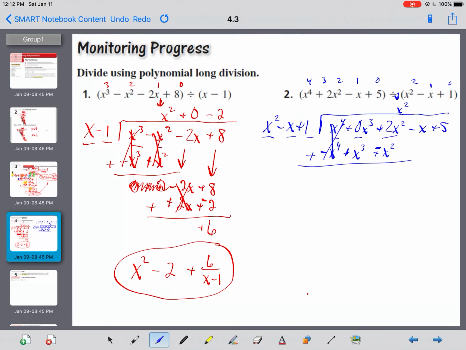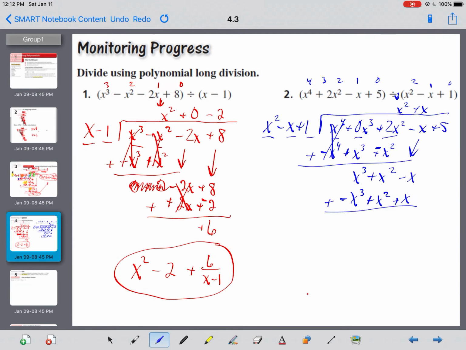0. 0 and 1 makes x to the third. 2x squared and negative x squared makes just an x squared, and then we're going to drop the negative x. What times x squared gives you x to the third? X does, and it's in the right column. It's lined up. X times x squared is x to the third. X times negative x is negative x squared. X times 1 is x.